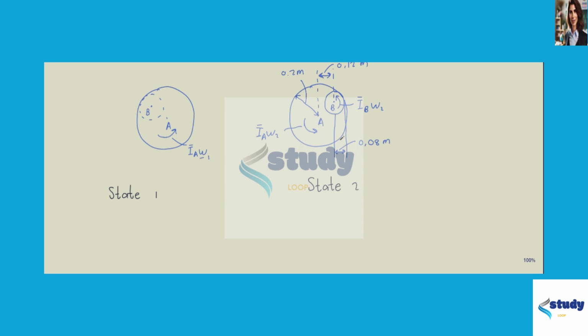The distance between the center A and the center B is 0.12 meters, since the radius of A is 0.2 meters and the radius of B is 0.08 meters. So subtracting the two, we get 0.12 meters.